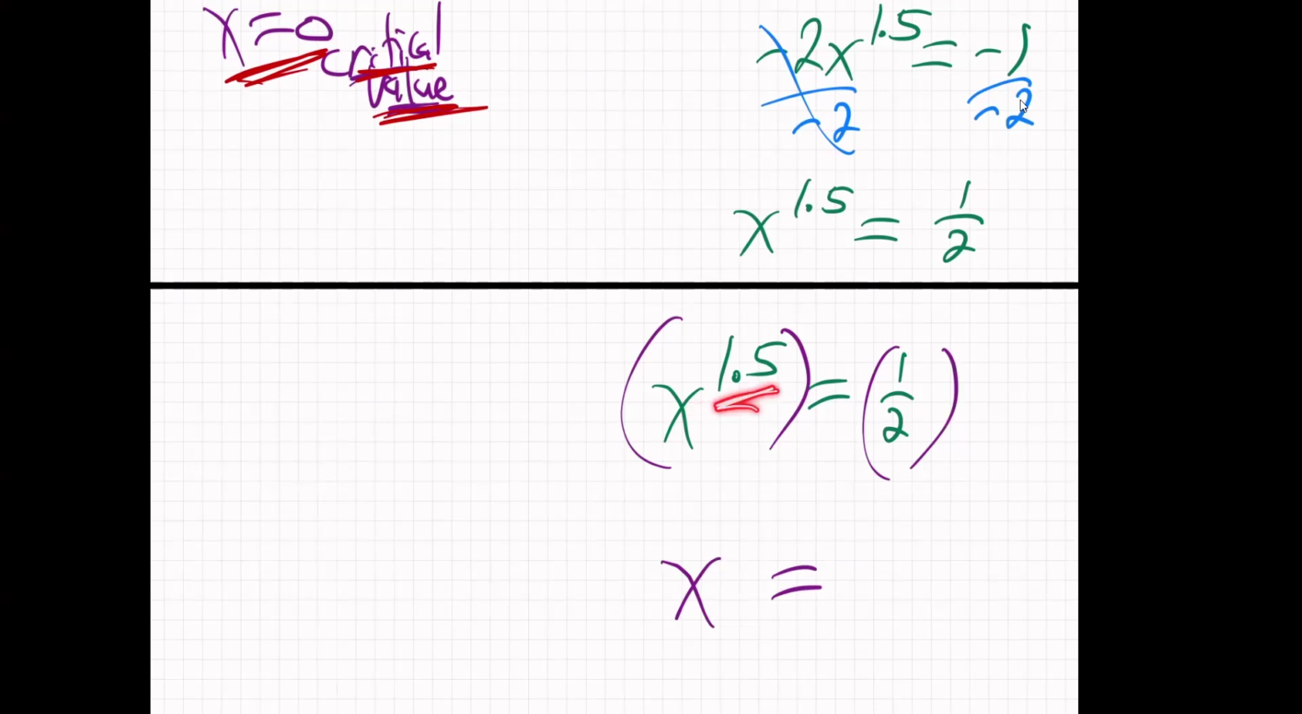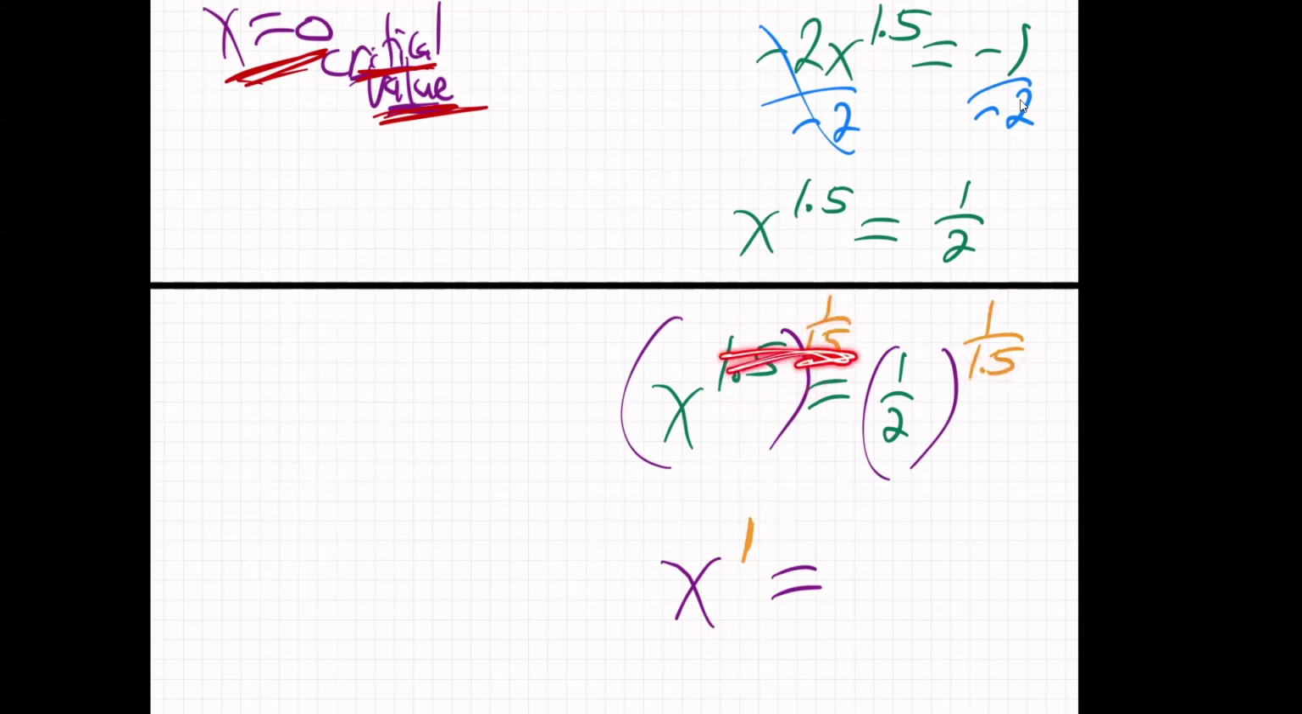Well, how do you get rid of that weirdo 1.5 power? What you do is you raise it to the 1 over 1.5. Whatever you do to one side, you have no choice but to do the same thing to the other. And then these will cancel, and this will be x to the 1, or just regular x. Is that making sense? So whenever you have some funky power on x and you want to make it x to the 1, because that's just normal x, just raise both sides to the 1 over that funky power, right? Whatever you do to one side, you've got to do the same thing to the other to keep them equal.